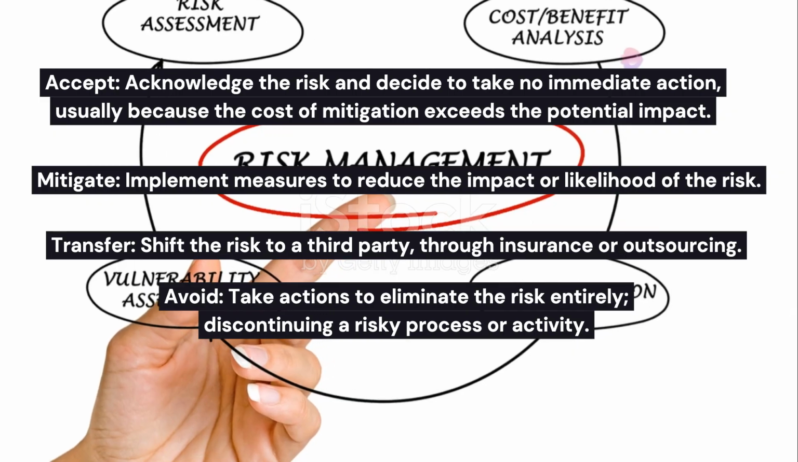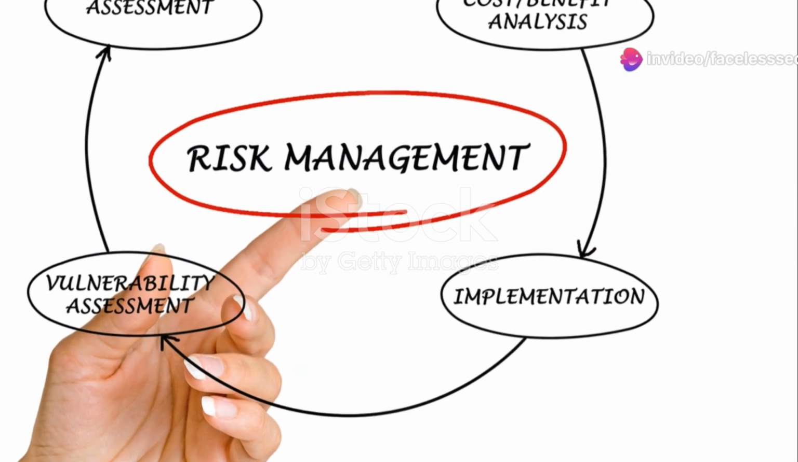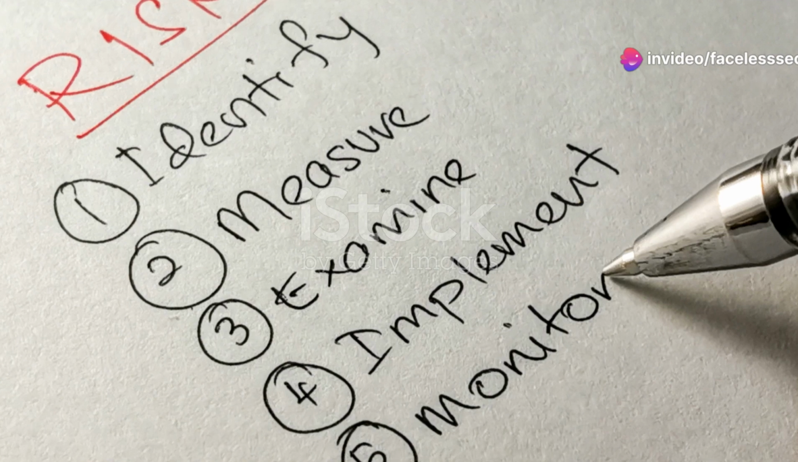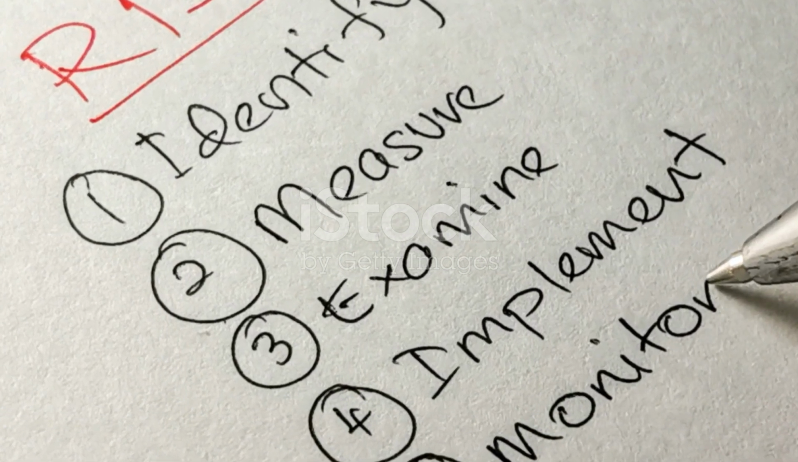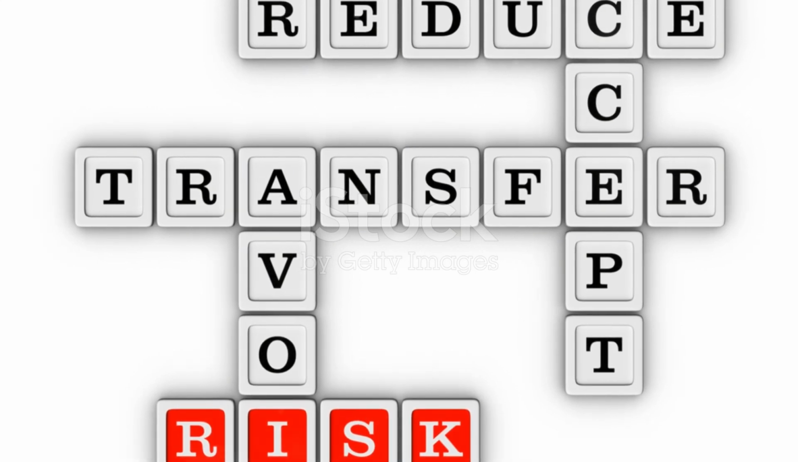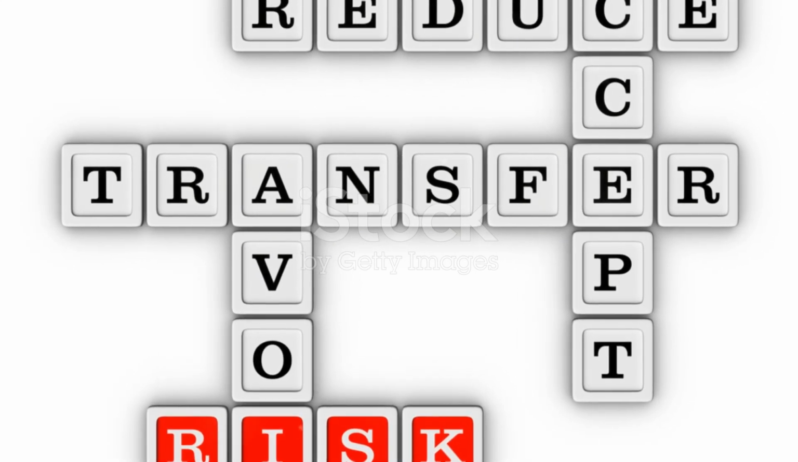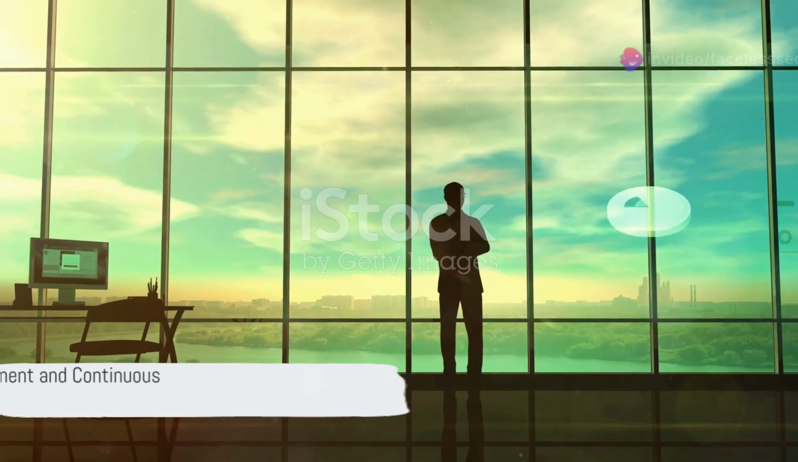After selecting the appropriate risk response strategy, organizations need to implement risk treatment plans. This involves allocating resources, assigning responsibilities, and setting timelines to ensure that mitigation measures are effectively executed.